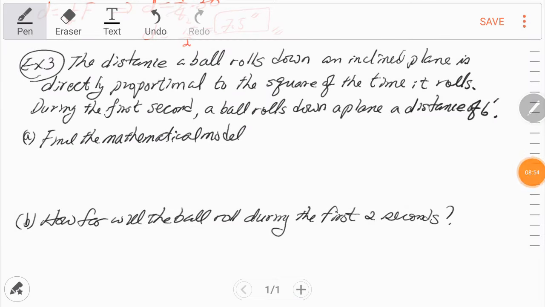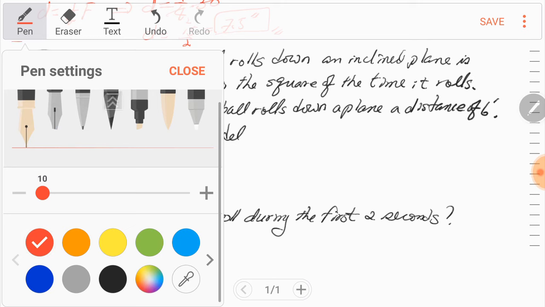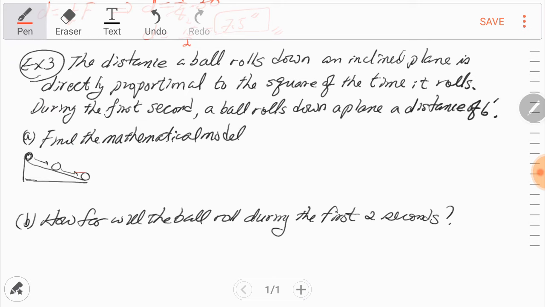Okay, in this example 3, let's write an equation. So here is an inclined plane. When a ball is here, this ball will roll down like this. So the distance that a ball rolls down on an inclined plane is directly proportional. So the distance d is directly proportional. So this is a direct variation.